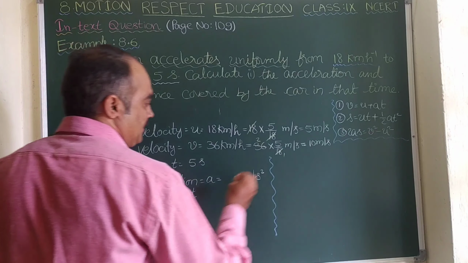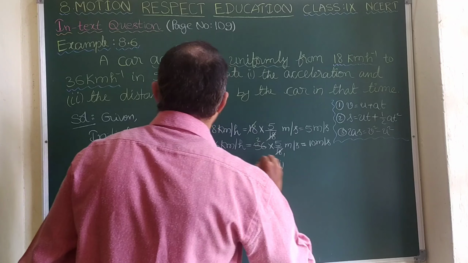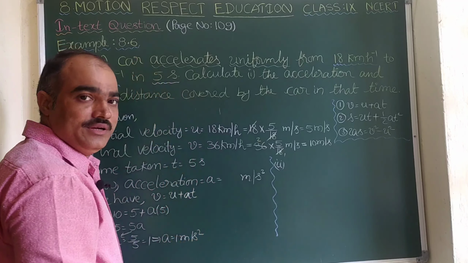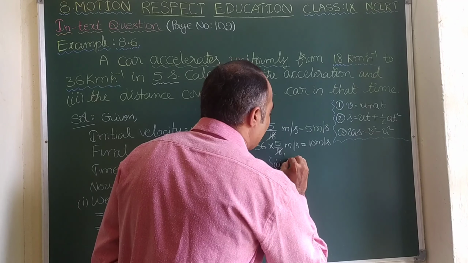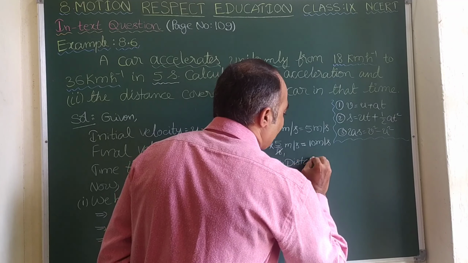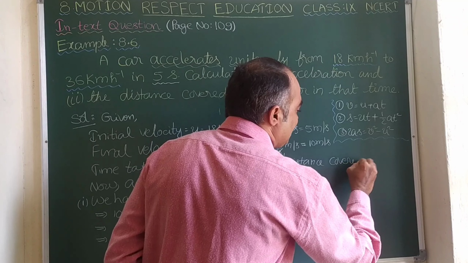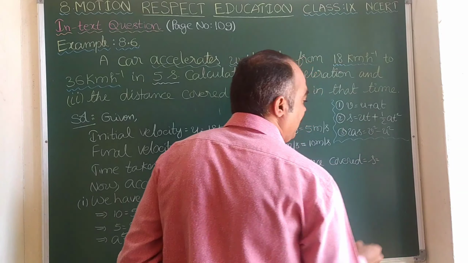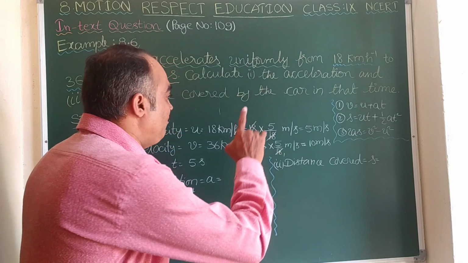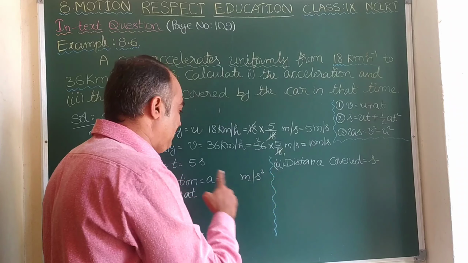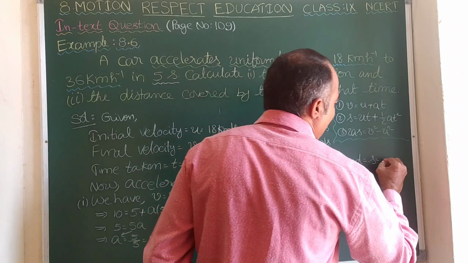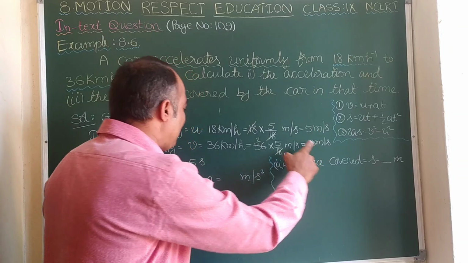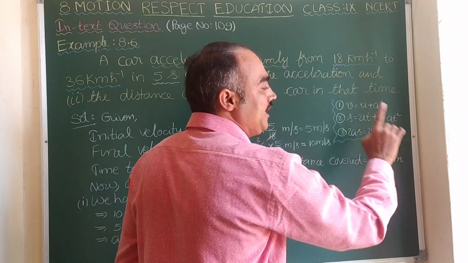Here you see the second bit, that is, the distance covered by the car in that time, means in the 5 seconds. So distance covered by the car, simply I am writing distance covered, is denoted by s. That is what we need to find. Let us see the units of s. When the velocity is in meter per second and time is in second, then the distance s will be in meters. If they are kilometer per hour and time is in hour, then distance will be in kilometers.